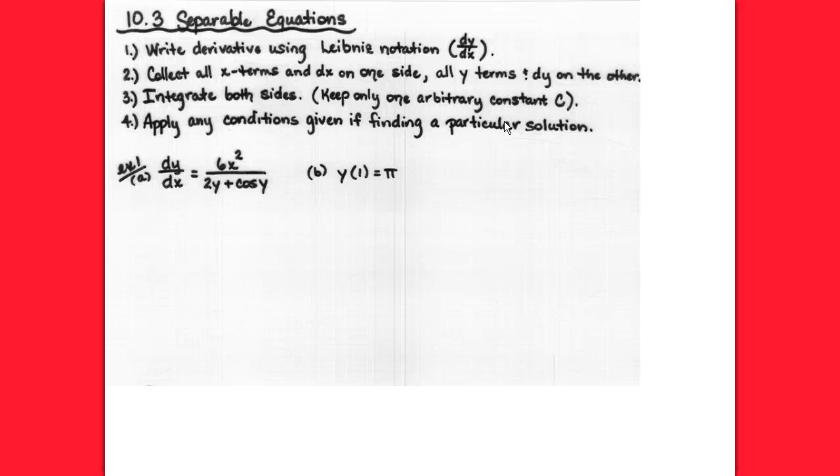Example number one, they tell me the derivative, dy/dx, is equal to 6x squared over 2y plus cosine y, and they want me to solve the differential equation and go back to just plain y. Get rid of the derivative, okay? So we know that to undo a derivative, we integrate, but my problem would be if I tried to integrate this as it was, I can't integrate with x and y at the same time. It's got to be in terms of one variable. So I want to separate this.